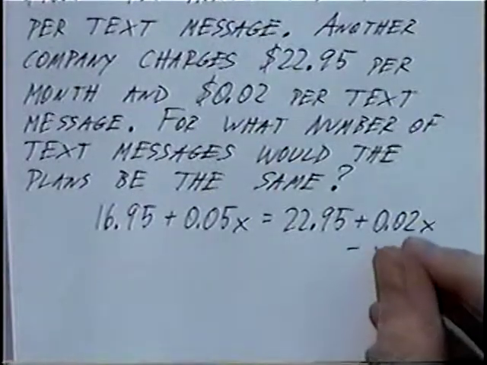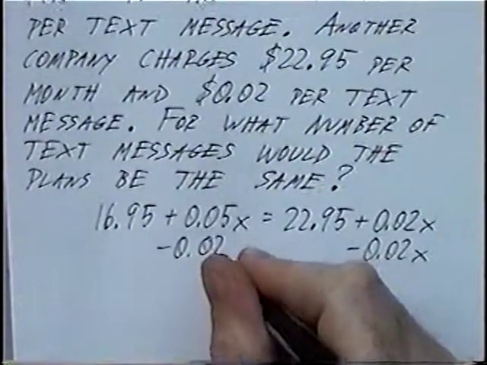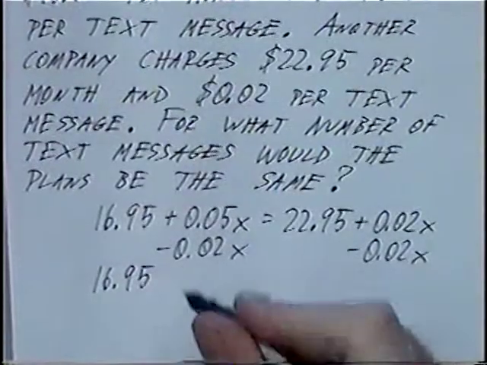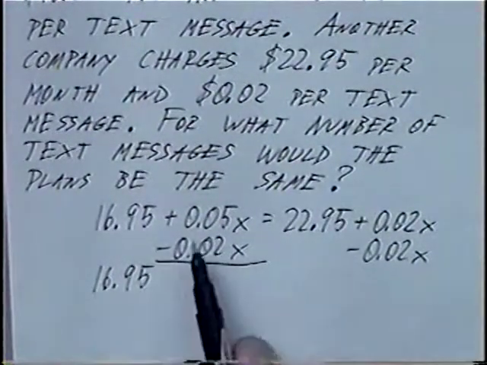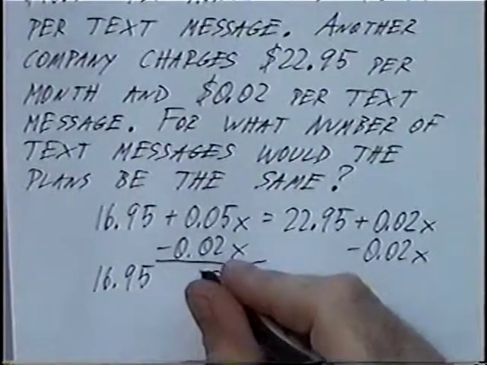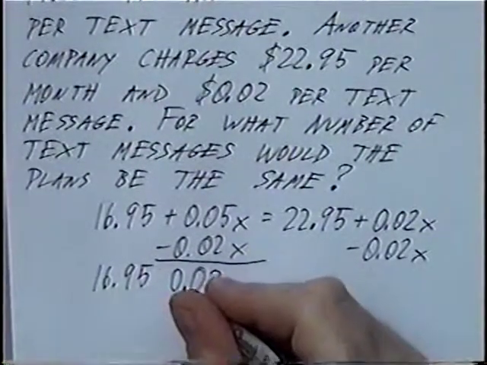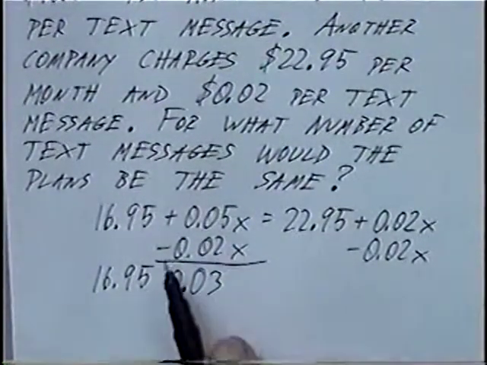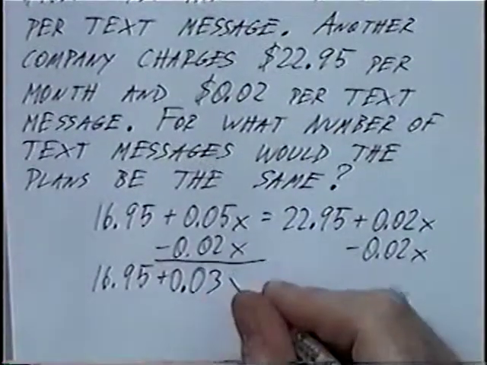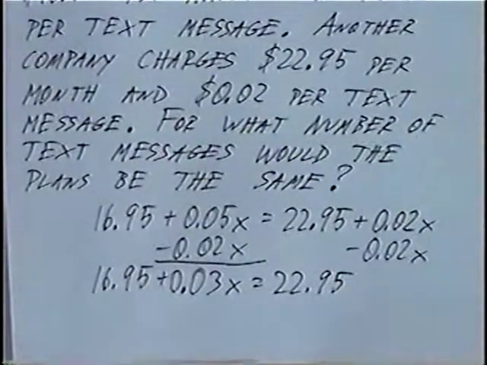First step, we can subtract 0.02x on both sides. 16.95 would stay the same. Subtracting the decimals, 5 minus 2 would be 3. 0 minus 0 is 0. 0 minus 0 is 0. The decimal comes straight down. And 5 minus 2, the 5 is bigger, so this would be positive 0.03x equals 22.95.